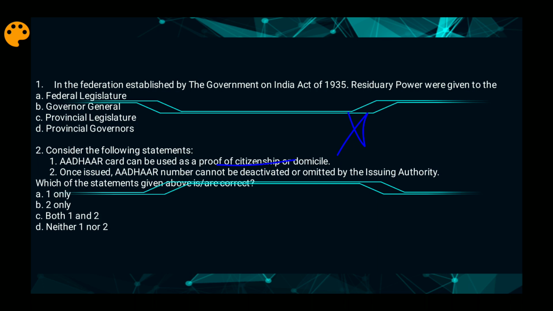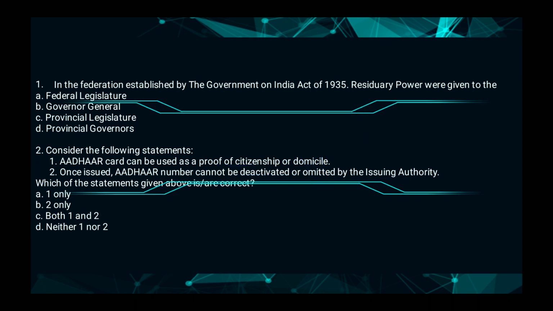The second statement: once the Aadhaar card is issued, it cannot be deactivated or omitted by the issuing authority. This is also a wrong statement, because an Aadhaar card can be deactivated if the person is not alive. Option D is the right answer here, because both the statements are wrong.